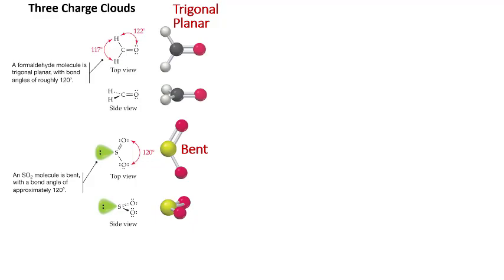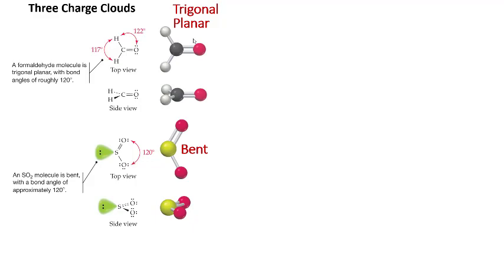Okay, so the parent geometry is how many total charged clouds that we see. So both of these here, whether we have three bonds or we have two bonds and one lone pair, carry a trigonal planar parent geometry. But the actual 3D shape, the daughter geometry, is talking about just what chemical bonds are actually present.